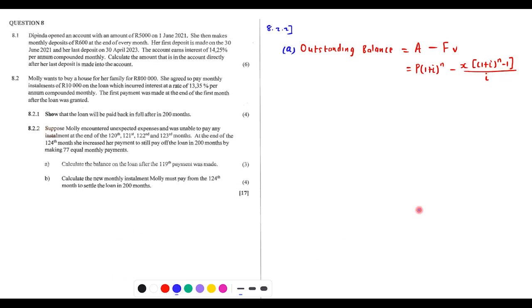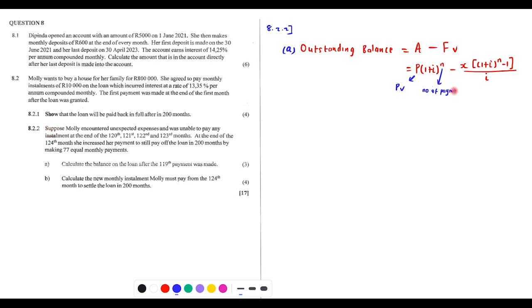Basically the values that you put in here matter. The P here that you put in there is the amount of the loan, so it is PV. And then N here is the payments already made, so it shows the number of payments already made.